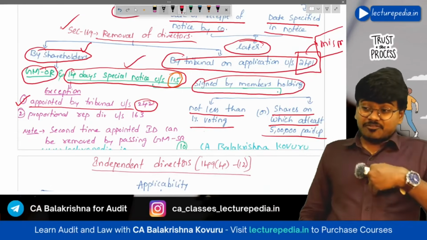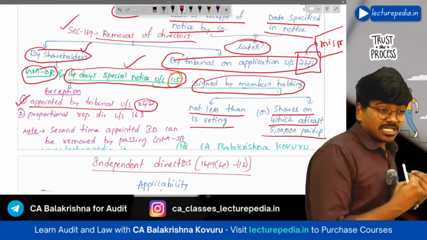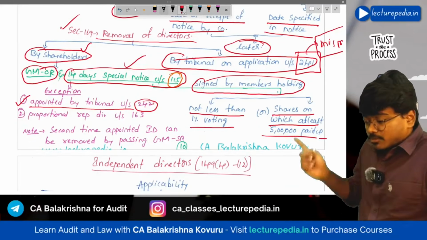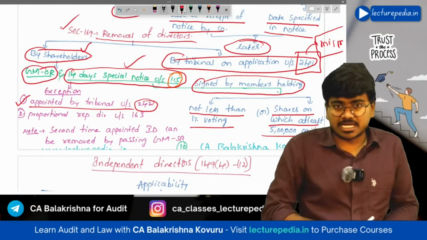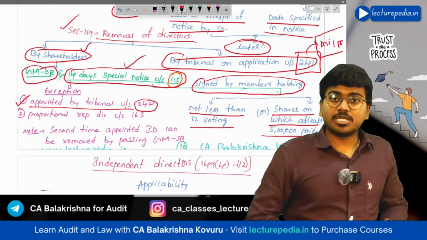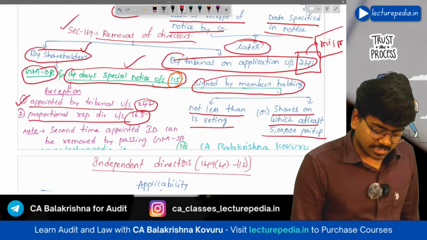If the tribunal itself has appointed a director to the company, in such situation, shareholders will not have power to remove such director. Since the director is appointed by tribunal, only tribunal can remove such director. Hope that is clear. So the director appointed by tribunal cannot be removed by the shareholders. Next, proportional representation director under section 163.